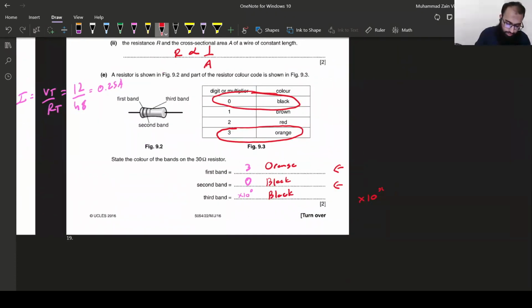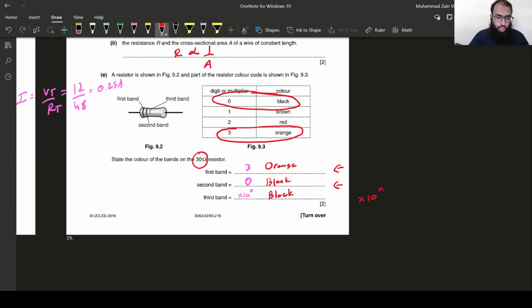So there's a resistor of resistance 30 ohms, and they're asking me to tell them the color codes of this resistor. Most resistors have four bands, but right now our resistor has 3 bands. What we know from our understanding is that the first band tells us the first digit of the resistance, the second band tells me the second digit, and the third band tells me the power of 10 which the value should be multiplied with.